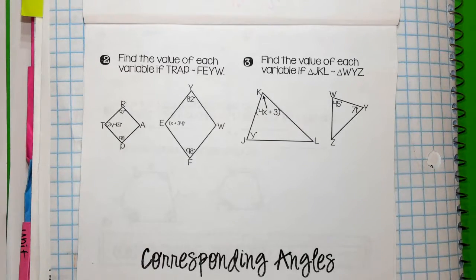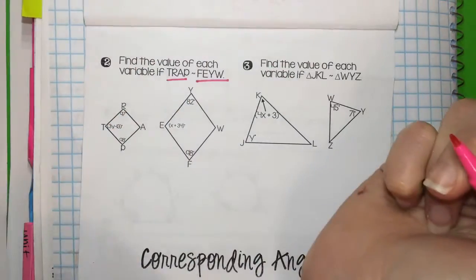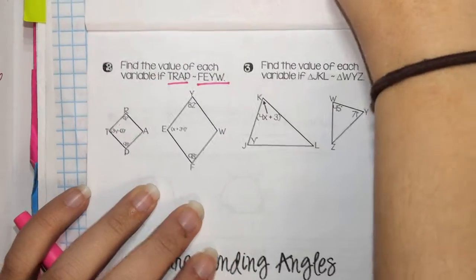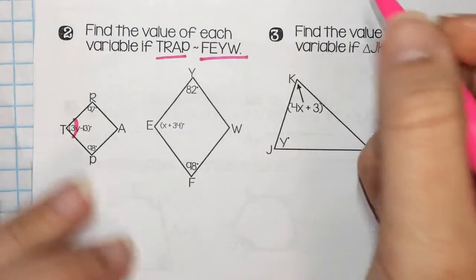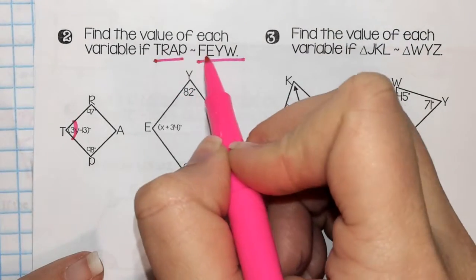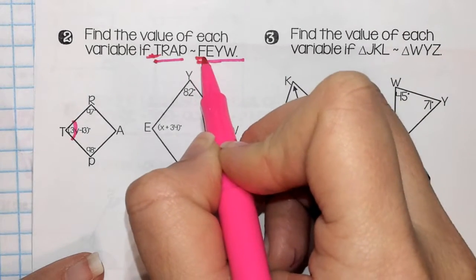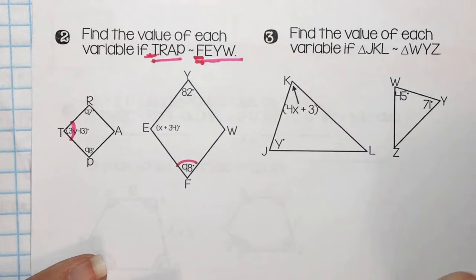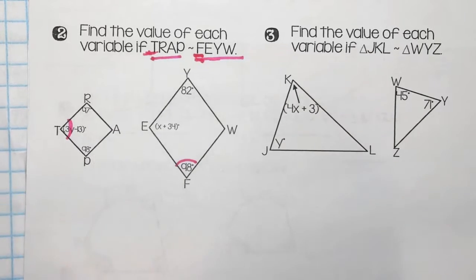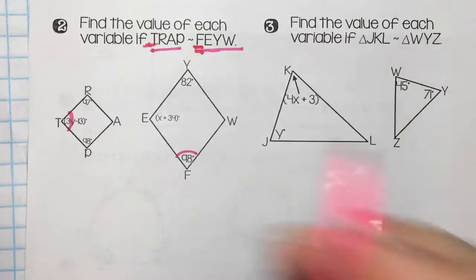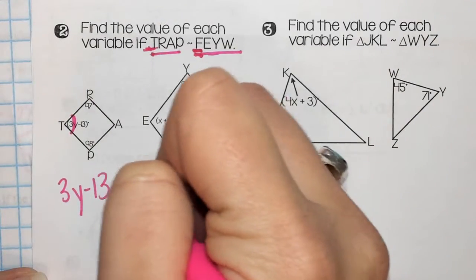You have to pay very close attention to this. This says that TRAP is similar to FEWR. So what angle corresponds with T? F. Because if it starts with T here, you have to start with F here. So, now what do we know about these two angles? They're corresponding and they are congruent. So what would we set 3y minus 13 equal to? 98.